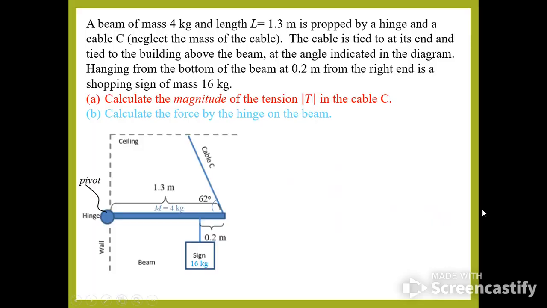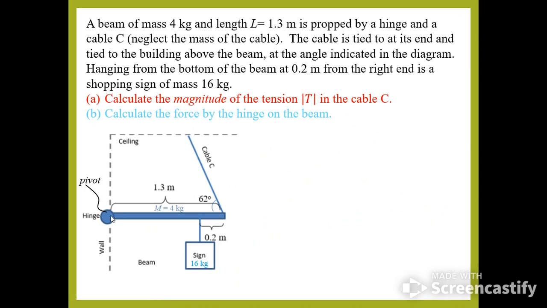So here is another static equilibrium problem involving torque. There's a beam. It is held in place by a cable. Part A asks you to find the magnitude of the tension, and part B asks you to find the force by the hinge on the beam. In the diagram, the hinge is against the wall here.